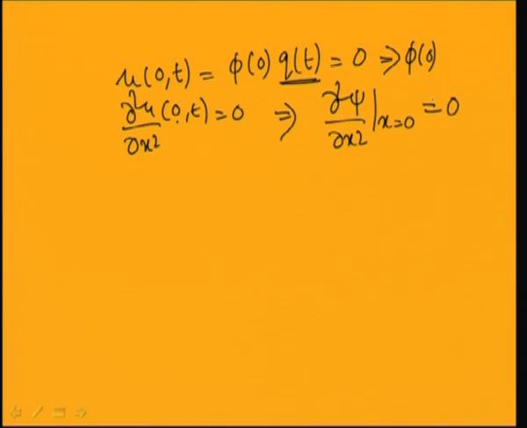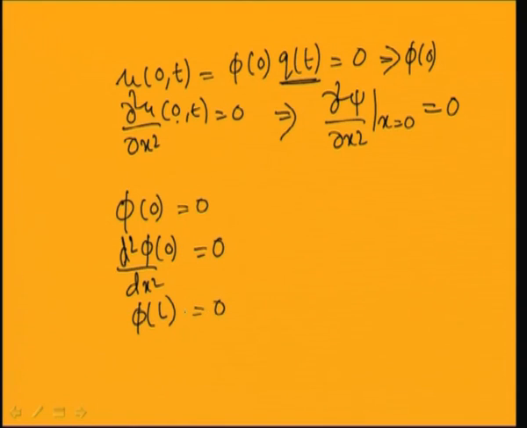So, we have 4 boundary conditions. The first boundary condition is phi 0 equal to 0, the second is d square phi by dx square at 0 equal to 0. The third boundary condition becomes phi L equal to 0, and the fourth one I can write as d square phi by dx square at x equal to L equal to 0.